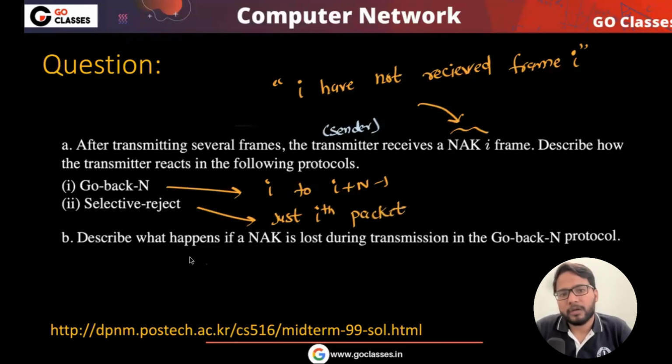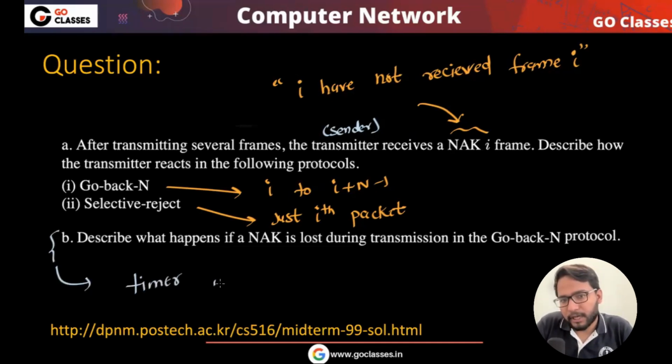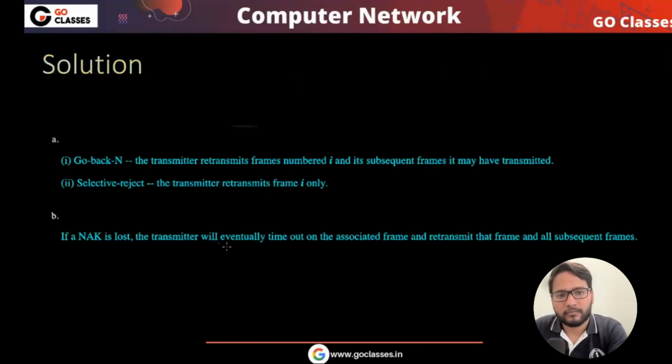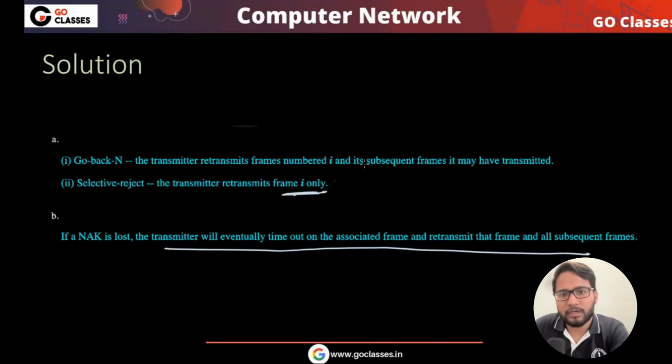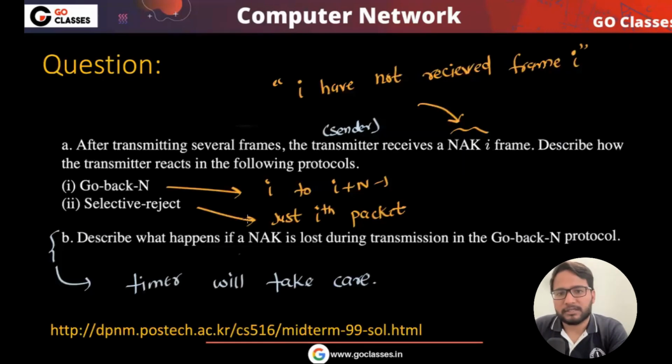Describe what happens if the negative acknowledgement is lost during transmission in the go back N protocol. If the negative acknowledgement is lost, what do you think will happen? The timer will take care. Yes, the timer will take care. So that is the answer, the one we have just seen. Is this question okay to everyone?